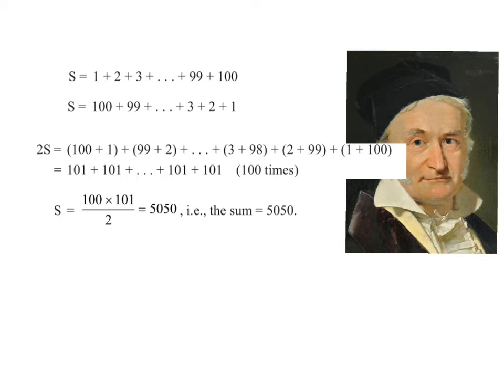Now the question is, are the numbers 1 to 100 in an arithmetic progression? Yes, they are. So if we have to find out the sum of the first n numbers, can we also apply the method of Gauss to find out the sum of the n terms in an arithmetic progression? We can. So let us apply this method to find out the sum of the first n terms of an arithmetic progression. And let's see how we go about doing it.